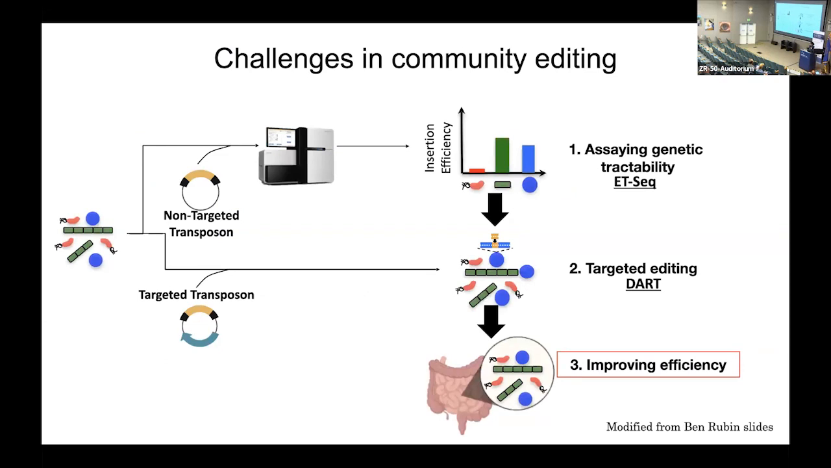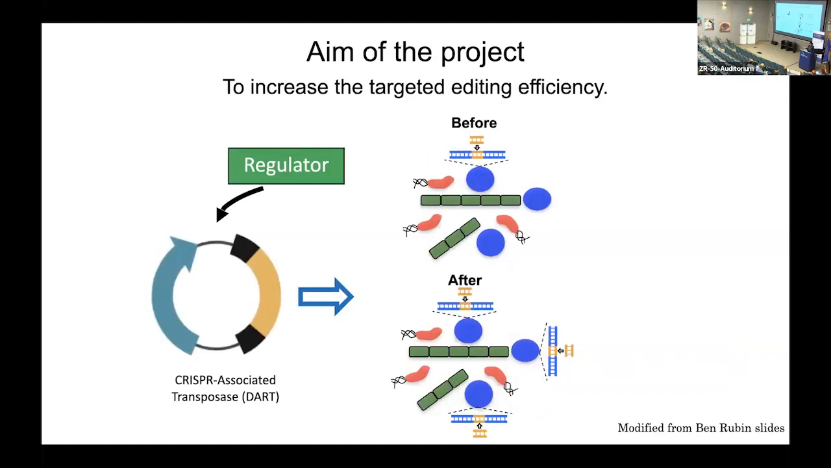So just bringing it all together, we have, as a lab, developed a proof of principle for community editing, but we want to improve it. We want to see if we can target more non-model organisms and improve the efficiency of the organisms that can be targeted. In order to do so, we thought, what if in the targeted vector that we're inserting, we add a regulator, a gene that can help improve the efficiency of this vector. We call this a regulator. After adding this regulator, this would help target more of the microbes of interest and do a better community editing.